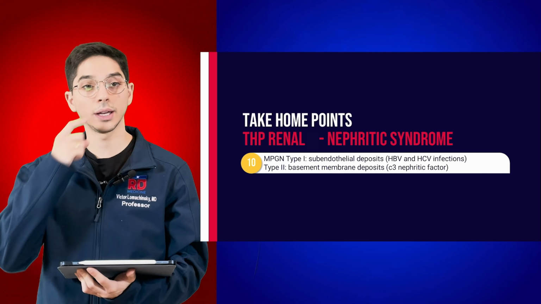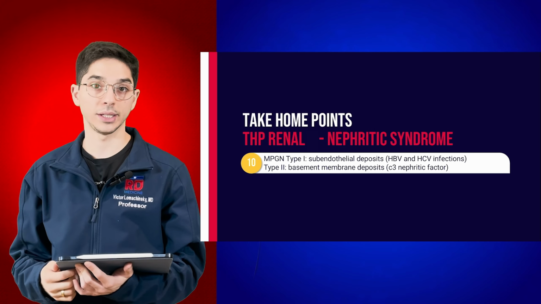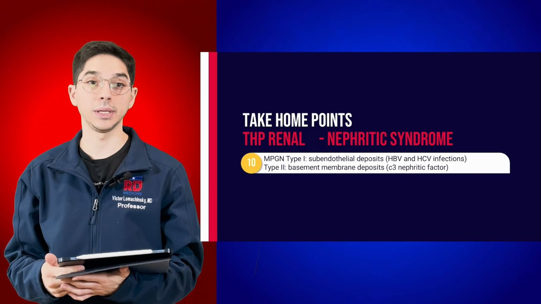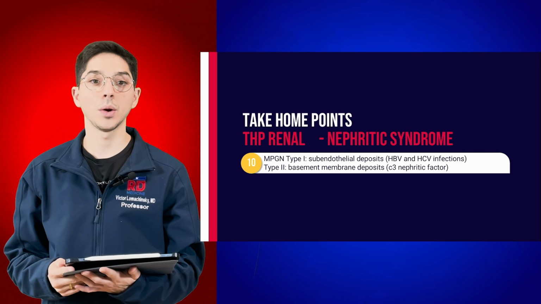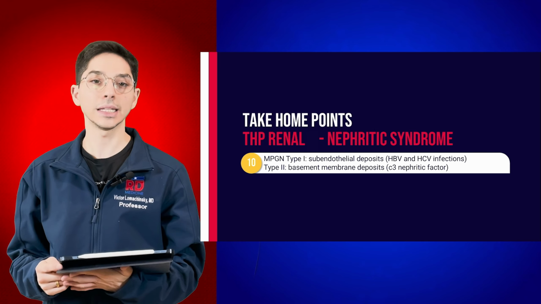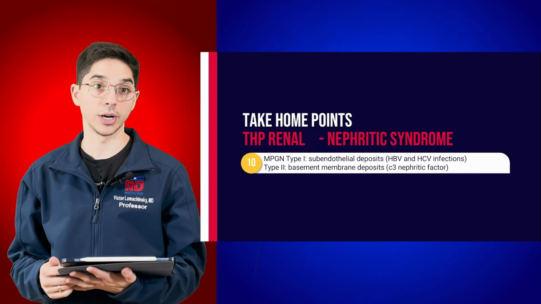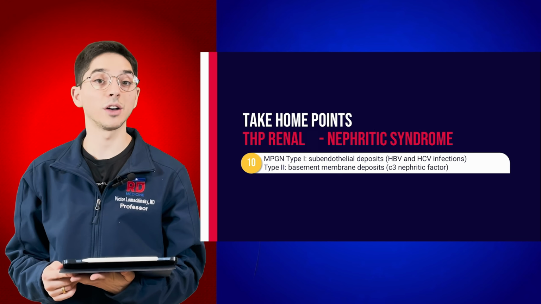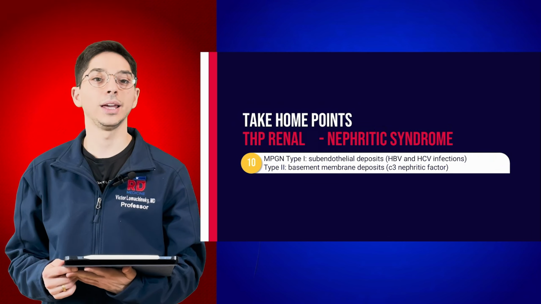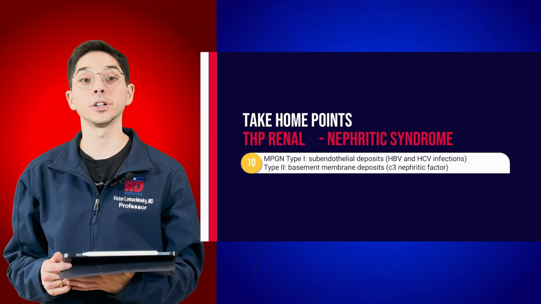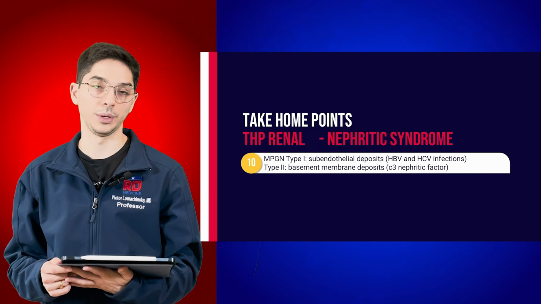We have type 1, associated with subendothelial deposits, commonly linked to hepatitis B and hepatitis C infections. We have type 2, which involves dense deposits in the basement membrane. It is characterized by the presence of C3 nephritic factor, which stabilizes C3 convertase, leading to excessive C3 consumption.